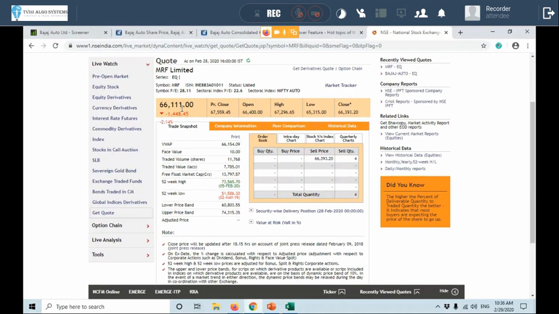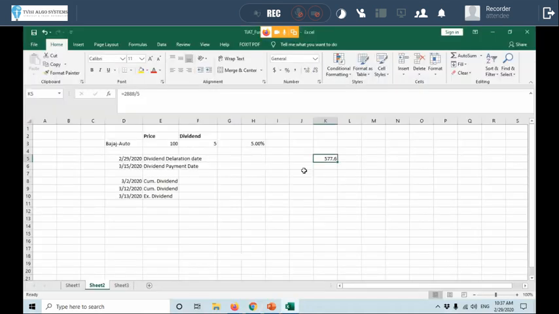So to make it more liquid, companies announce a stock split. If the company announces a stock split, 66,111 divided by 5, your stock price will come to about 13,000. They can also announce a face value of 1 rupee, so they can do 1:10 also. Then the stock price will trade at 6,600 rupees. If the stock is trading at 6,600, obviously liquidity will improve. More volumes will come, and more participants will trade in that stock.